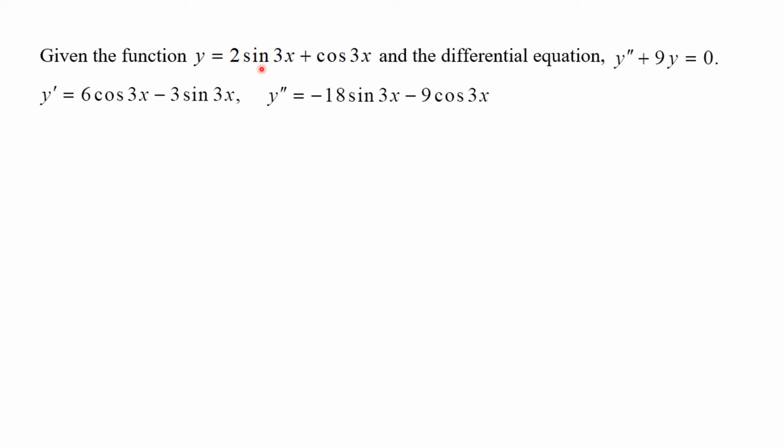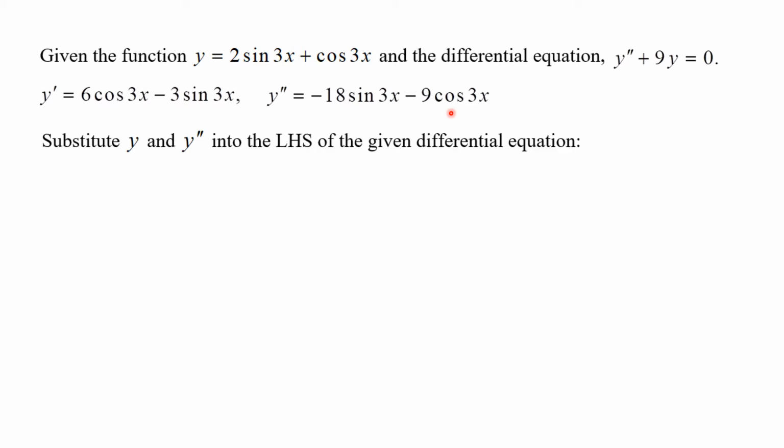So if y equals 2 sine 3x plus cos 3x, then y prime will be, we differentiate the first term, 2 sine 3x, we get 6 cos 3x, and differentiate the second term cos 3x with respect to x, we get negative 3 sine 3x. So this is y prime. Now y double prime equals, differentiate the first term of y prime, 6 cos 3x with respect to x, we get negative 18 sine 3x, and differentiate the second term of y prime, negative 3 sine 3x with respect to x, we get negative 9 cos 3x.